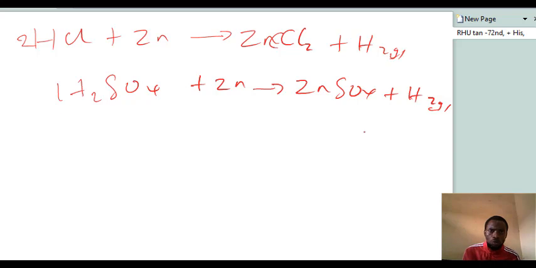So also we can have some active metals reacting with water.